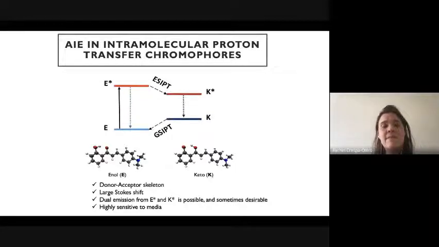In this case, I'm going to talk a little bit about systems that show intramolecular proton transfer. These systems are relevant because they have many applications. They are interesting because of their large Stokes shift, and they show dual emission between the enol and the keto form. So essentially, when you excite these systems, the system can relax in the excited state either through a keto pathway, where the proton is transferred to the other side of the molecule, or through the regular enol pathway, where the system just relaxes in the enol form.